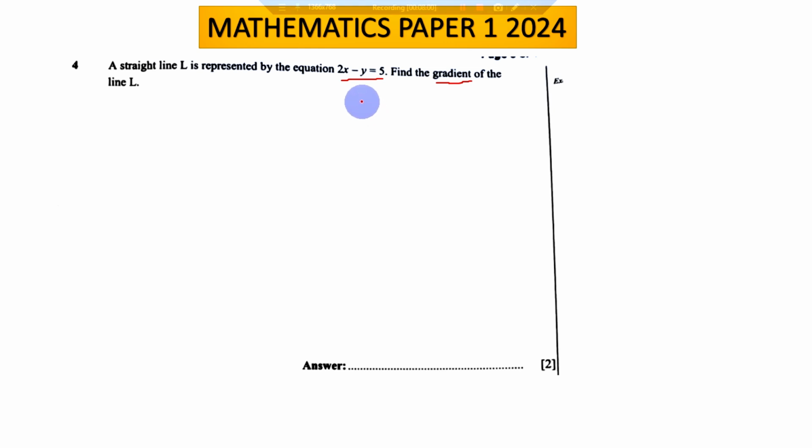For us to find the gradient, we go back to our standard formula: y equals mx plus c. This m is the gradient. Looking at our equation, it has to be put into standard form first of all, so that we identify which one is our gradient. So let us put it in standard form, and then later on we'll pick the value for the gradient, which is the coefficient of x.